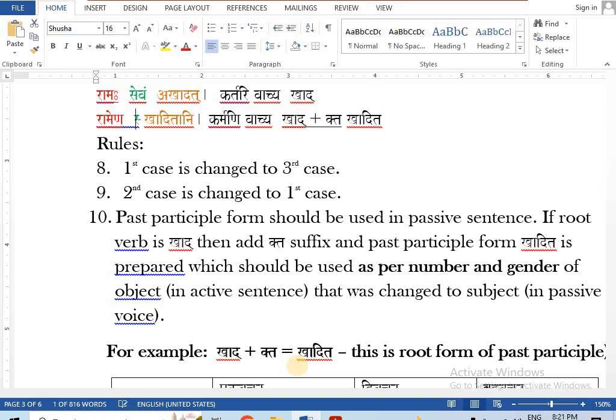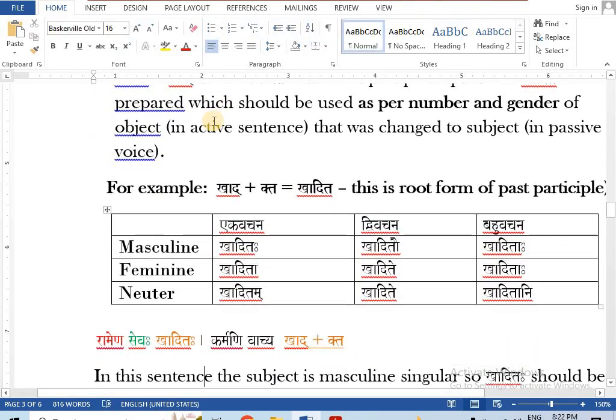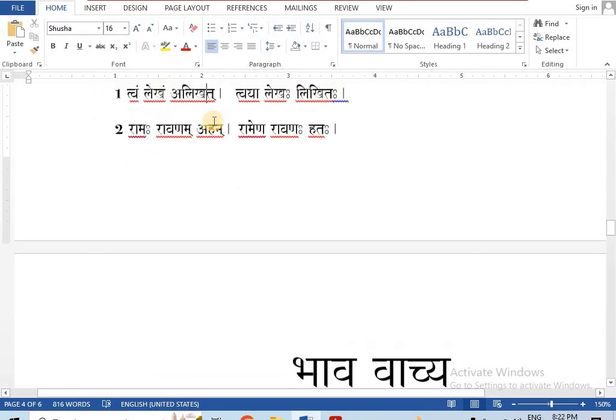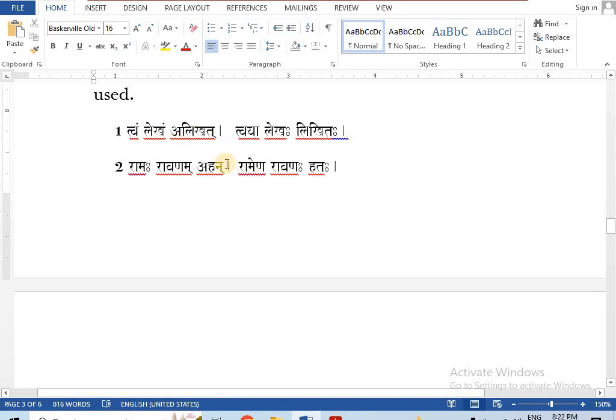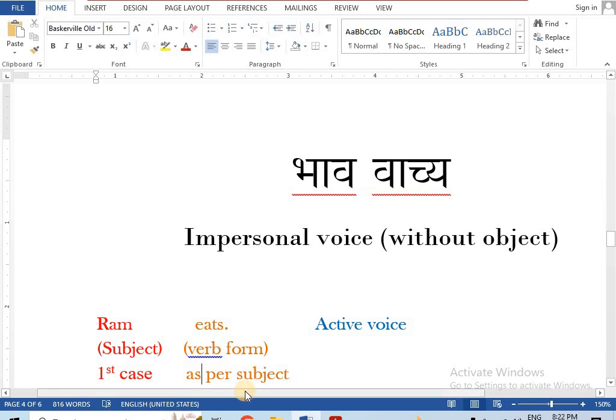As Sevaha is masculine, singular, the verb form will also be masculine, singular: Khaditaha. Alright, so you understood these things, and just for revision, I have given 2 sentences. You can check.